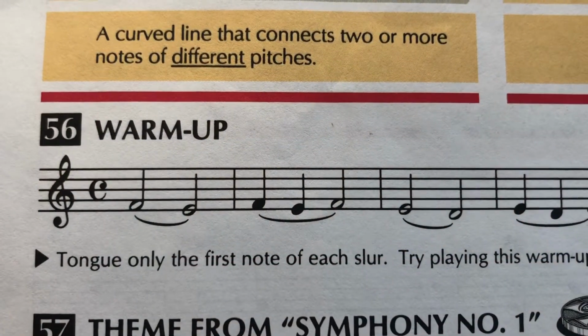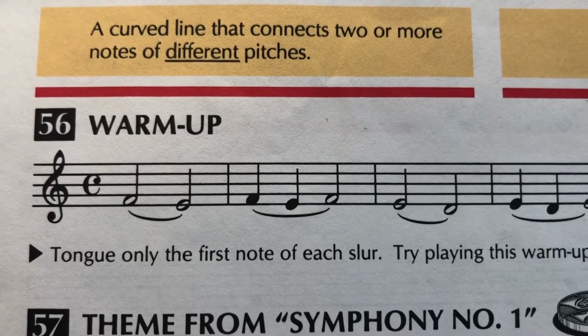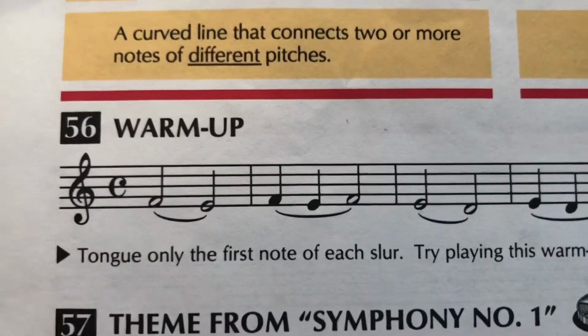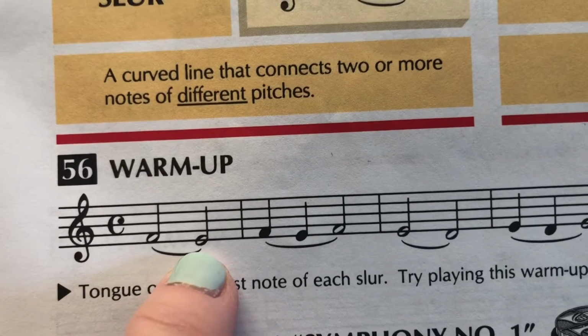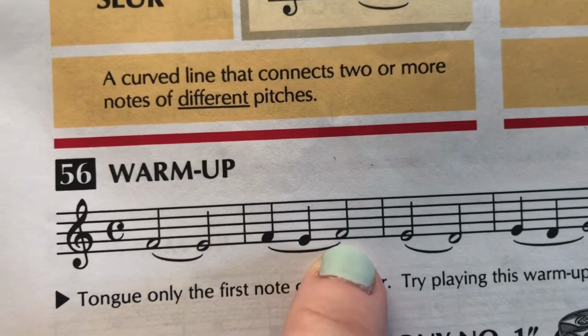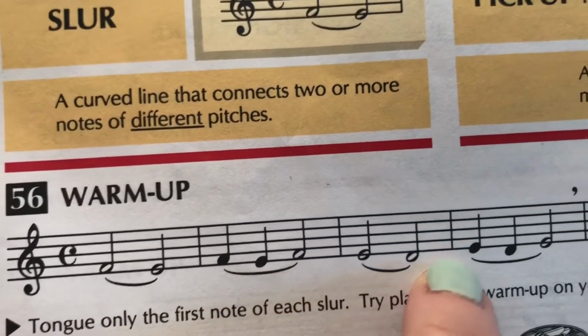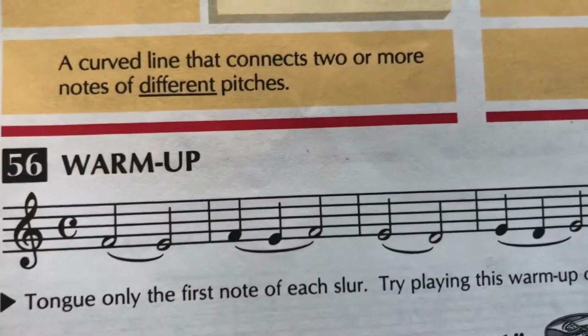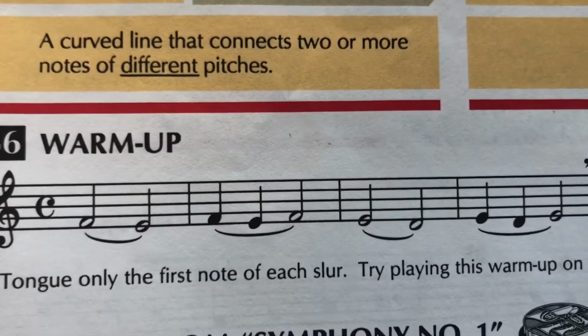As you see here, each note in a slur is being connected. They are different notes, F to E, and back to F, E to D, E, D, E. If it was all the same note, it would just be called a tie.